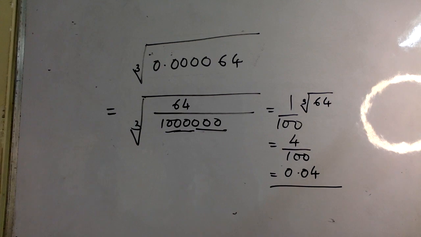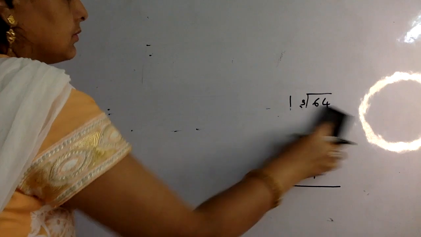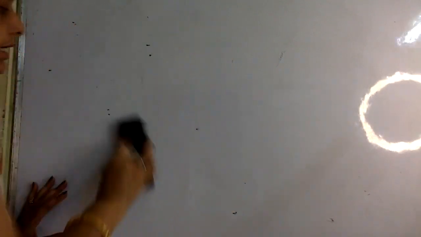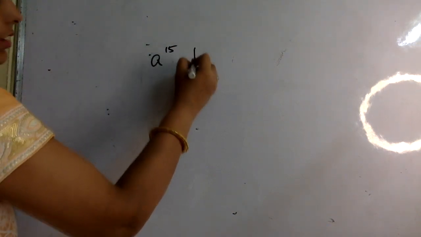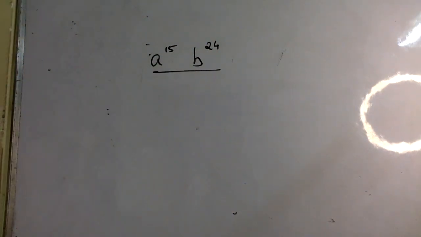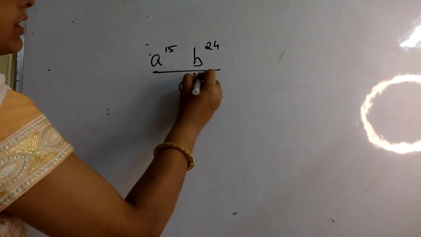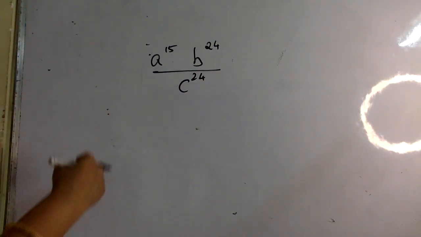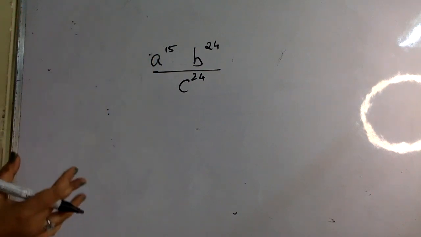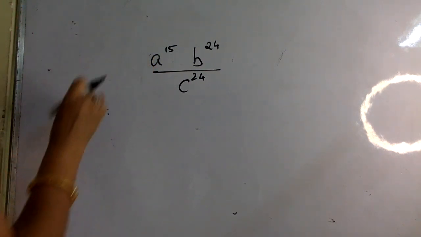Here is another question. It's a very simple one. These were the sums that I hadn't taken up in the first video, so I thought I'll take them up in the second video. It is a to the power 15, b to the power 24, and then c to the power 12. Whenever you have powers like this, you don't understand how to find the cube root, but it actually comes from the law of exponents.